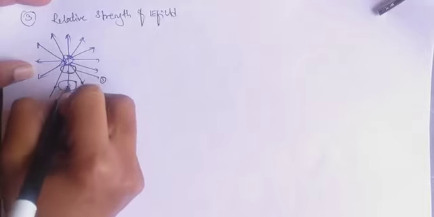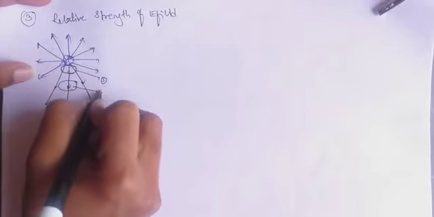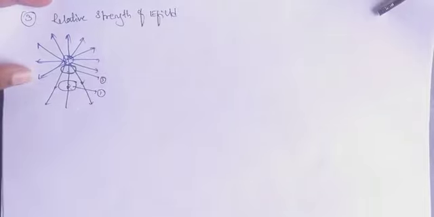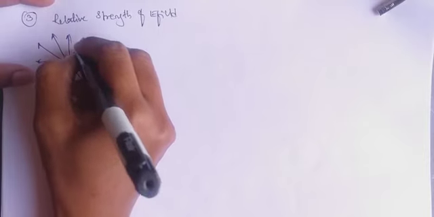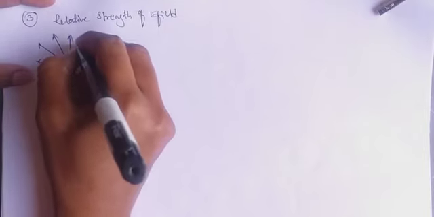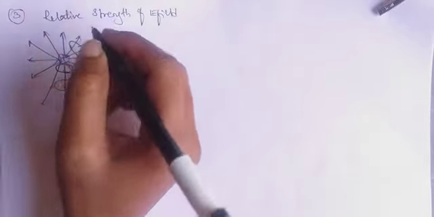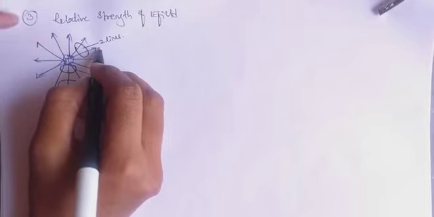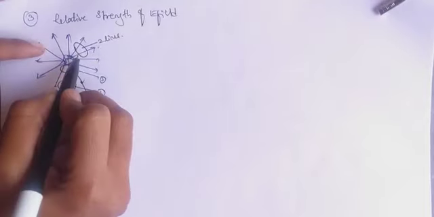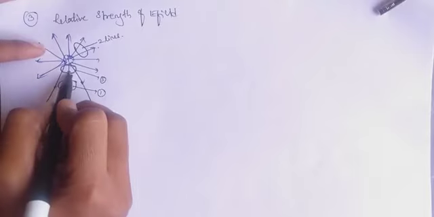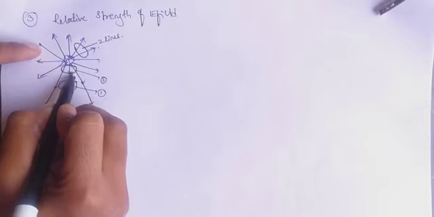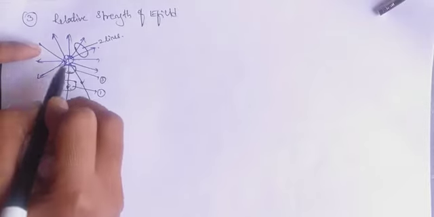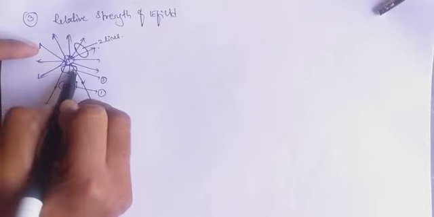Okay, so same size loop, if I place it here, we are getting only one line passing through that loop. If I place this loop here, we are getting two lines. That means the concentration of the lines: here we have two, here only one, here three. At this place the density of the lines is maximum, so here we get the maximum strength of the field.